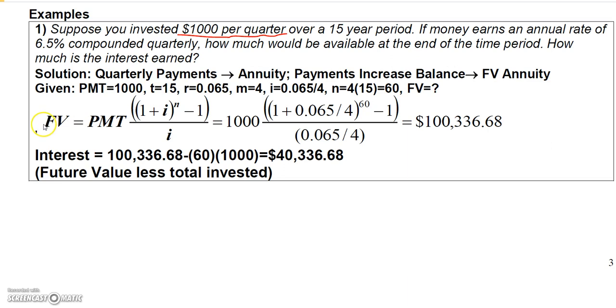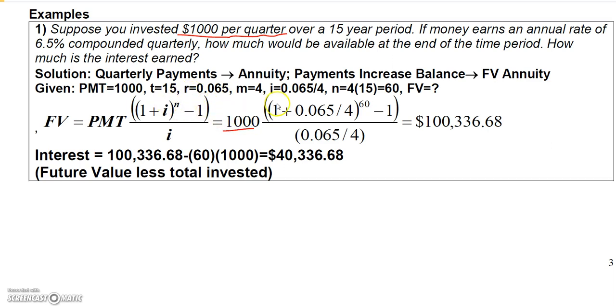So now we know we're going to use this formula here, future value equals payment times 1 plus I to the n minus 1 over I. Now, let's see what we know. We know the future value is what we're looking for. We know the payment is $1,000, so put that in.